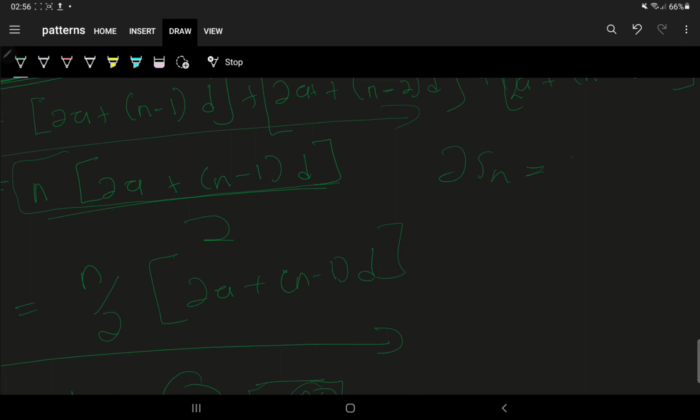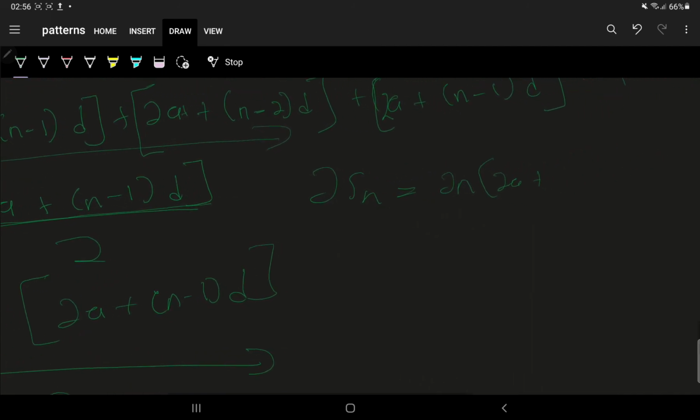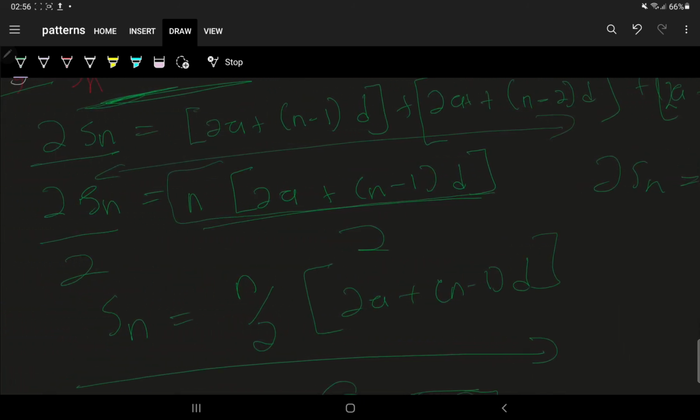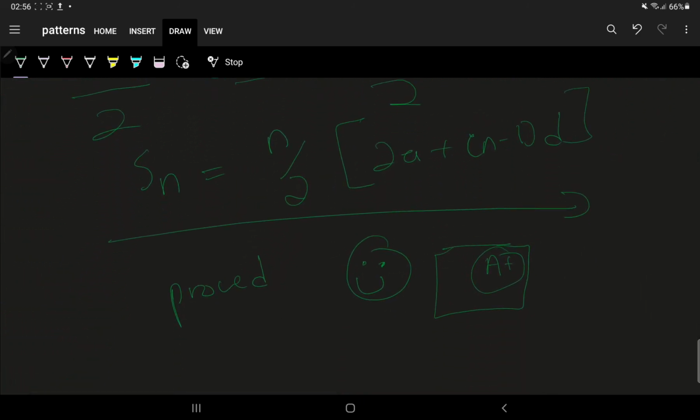You are going to be left with 2Sn equals n into 2a plus n minus 1 multiplied by d. Then when you divide by 2, you are going to be left with Sn. Then your value of Sn is proved. Then you get your marks.